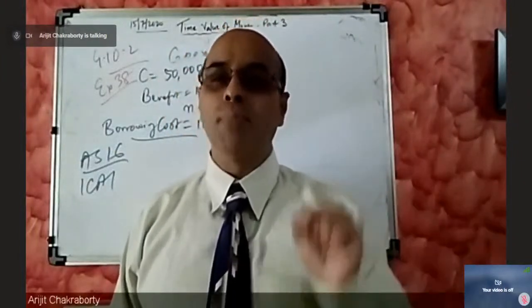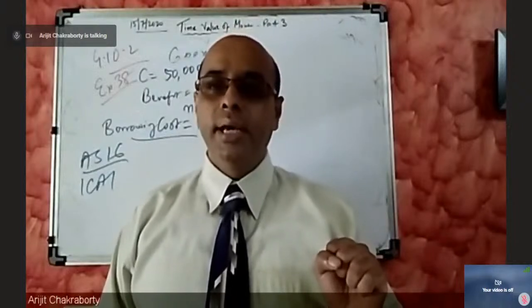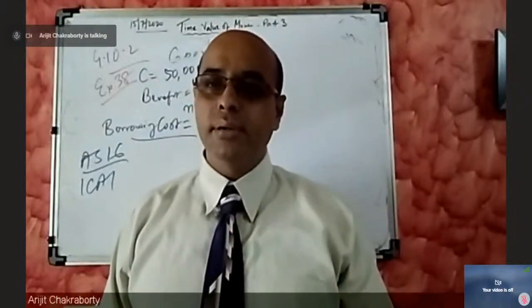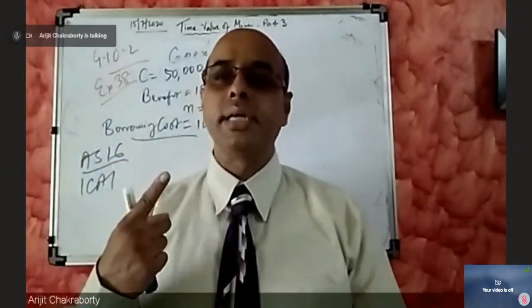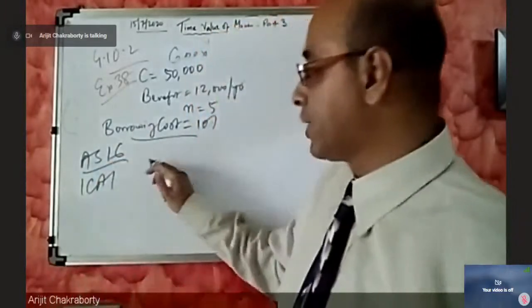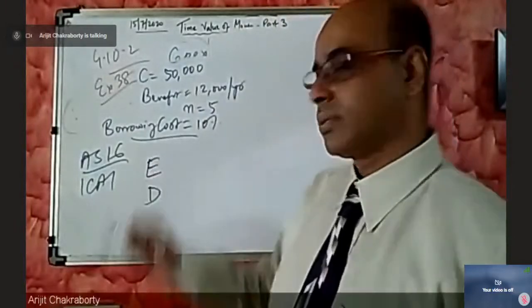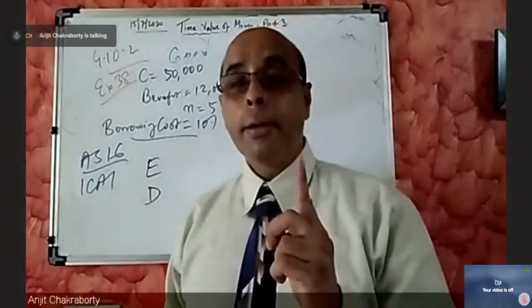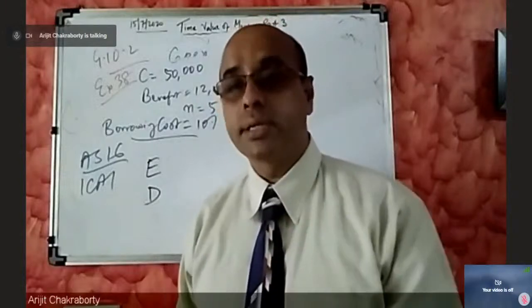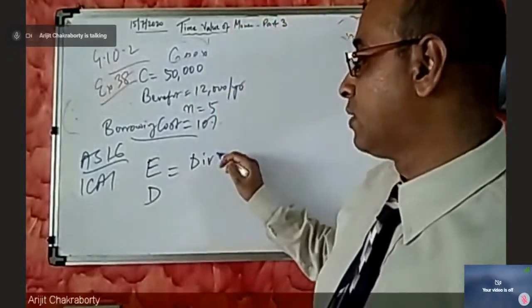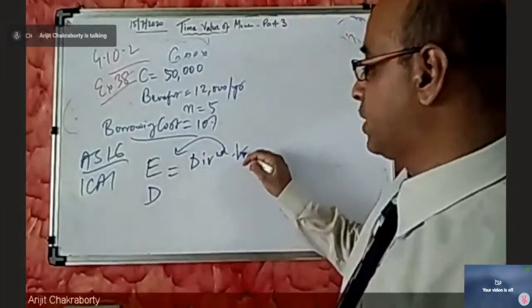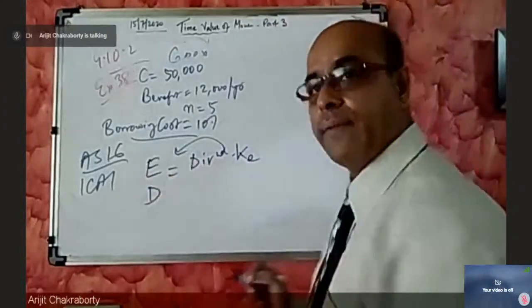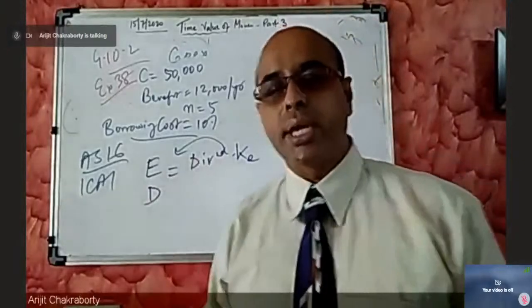If I borrow money, right? I have two types of borrowing. I have two types of funds, equity share and debt. So one is equity and the other is debt. When I have shares, I pay dividend. So dividend is my cost, right? Sometimes it is shown by KE, the cost of equity share capital.